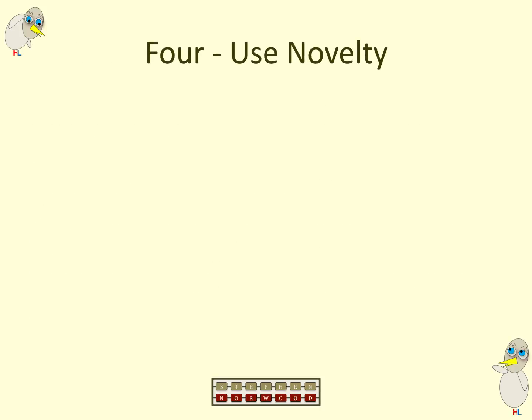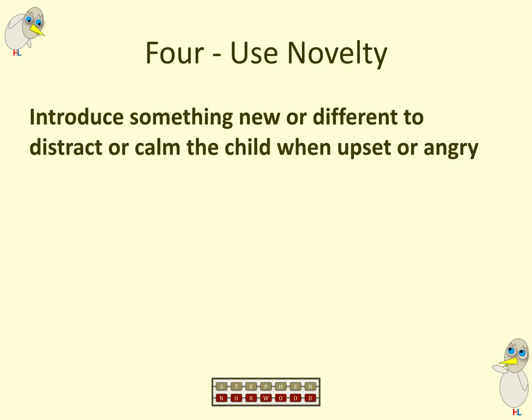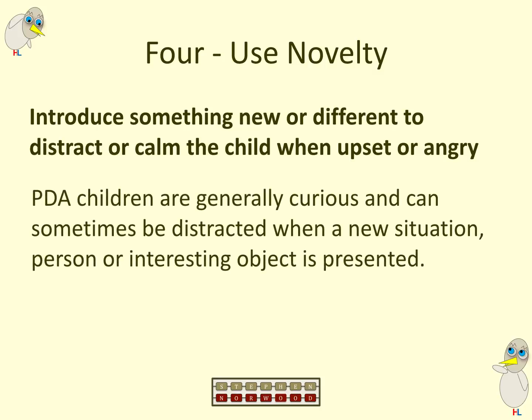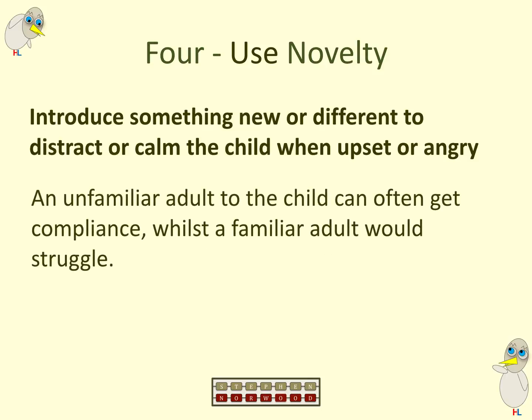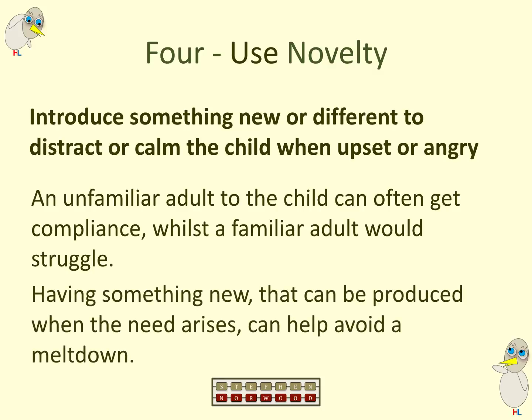4. Use novelty. Introduce something new or different to distract or calm the child when upset or angry. PDA children are generally curious and can sometimes be distracted when a new situation, person or interesting object is presented. An unfamiliar adult to the child can often get compliance, whilst a familiar adult would struggle. Having something new that can be produced when the need arises can help avoid a meltdown.